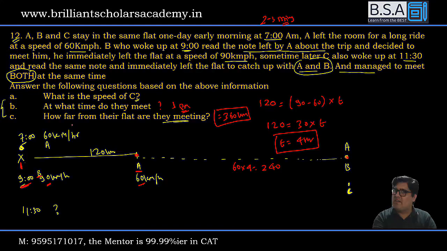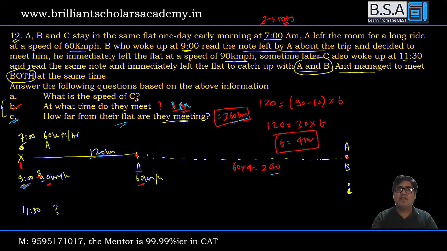So two questions we have answered. One, at what time does the overtake happen? It happens 4 hours after 9. That is 1 p.m. How far does it happen from their flat? Their flat is at X. So 120 this distance, 240 this distance, 360 kilometers from there.